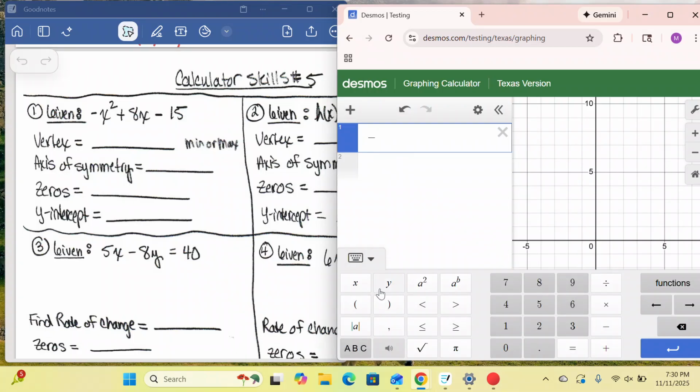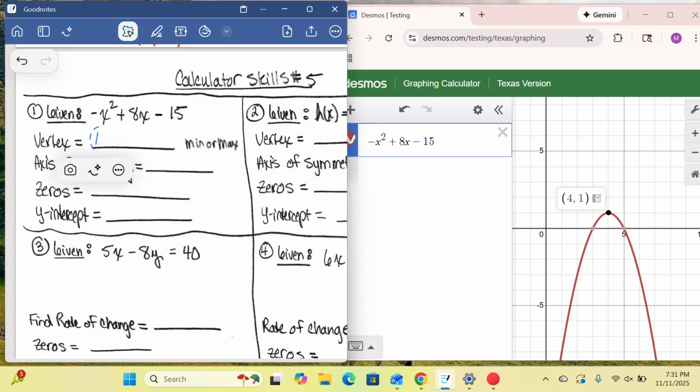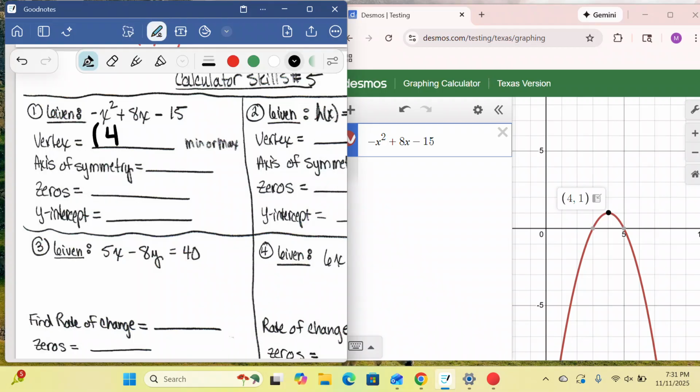So we're going to put negative x squared, positive 8x, minus 15. So as you can see, we are going to have our first quadratic that does have a maximum value. The reason it has a maximum is because the vertex is right above at the very top of your parabola. So once again, our vertex is 4, 1. And is this a maximum or a minimum? It is our maximum. So this is our first maximum that we're going to deal with.